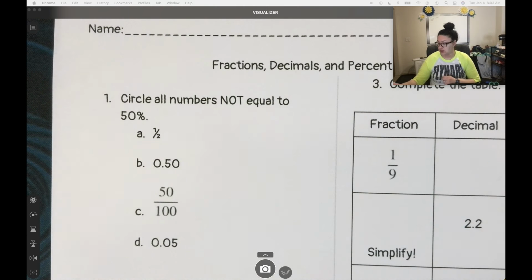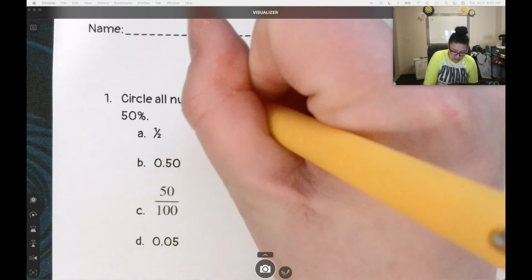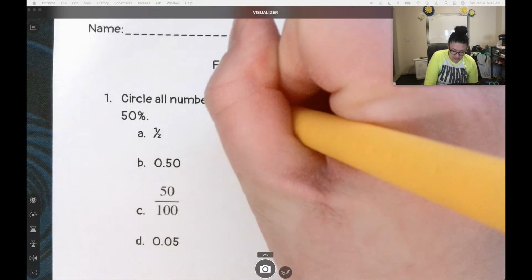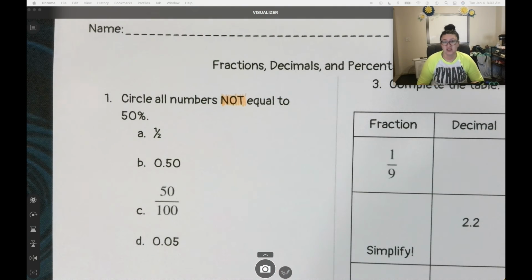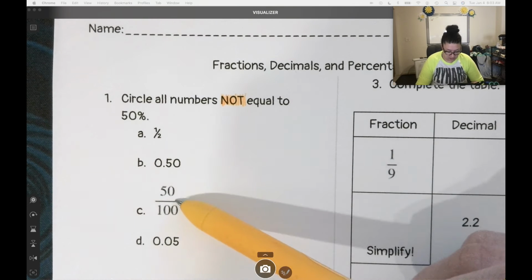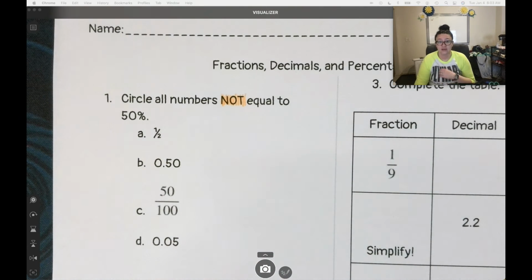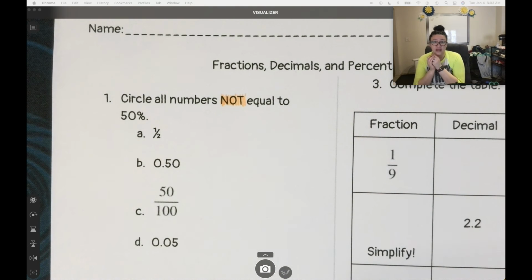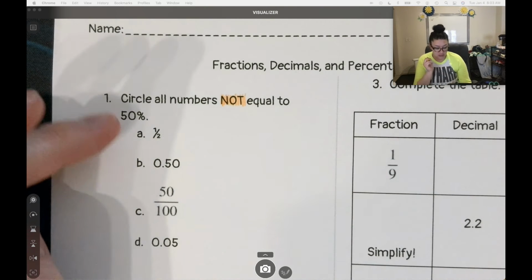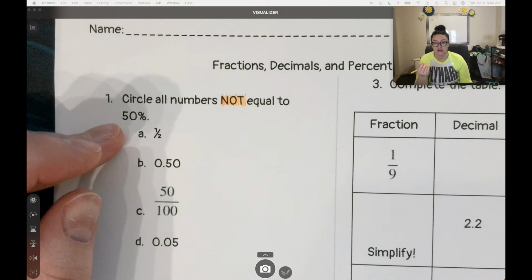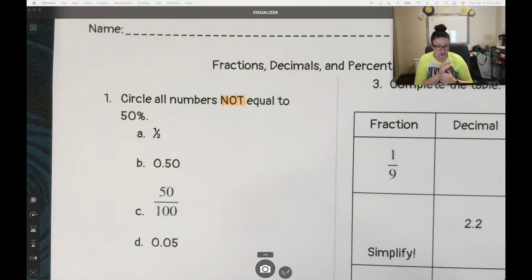So number one, again, we talked about this on the last set of videos for that minor summative review, we have to read carefully. It says circle all numbers not equal to 50%. I want everything that is not equal to 50%. So we have fractions and decimals in here. Now remember, more than one fraction can equal this because we can have equivalent fractions. But I can only have one decimal that's equal to 50%.